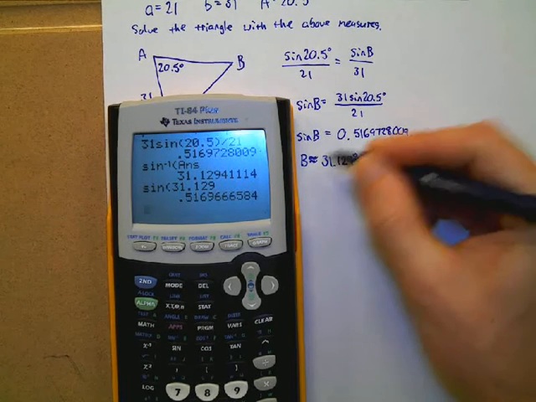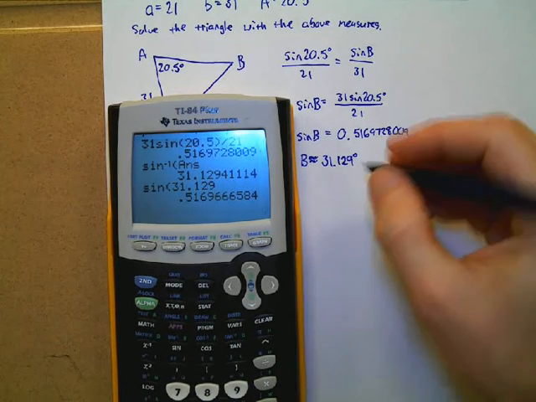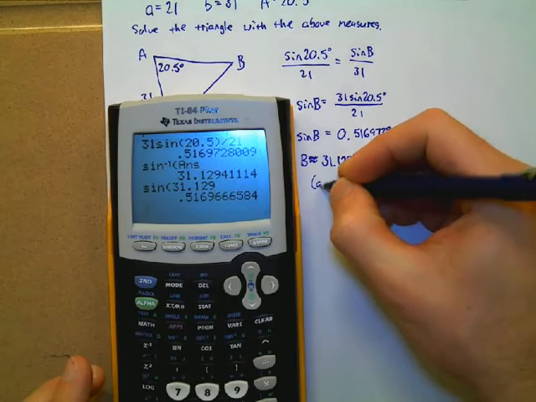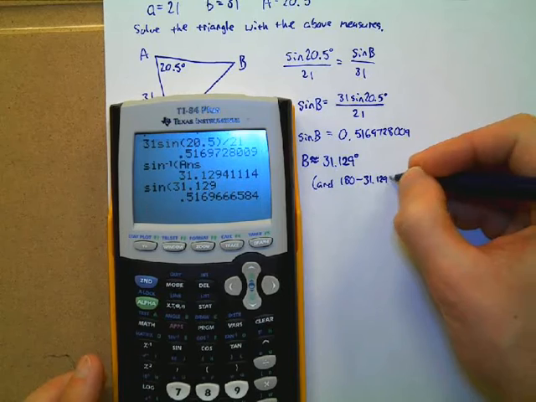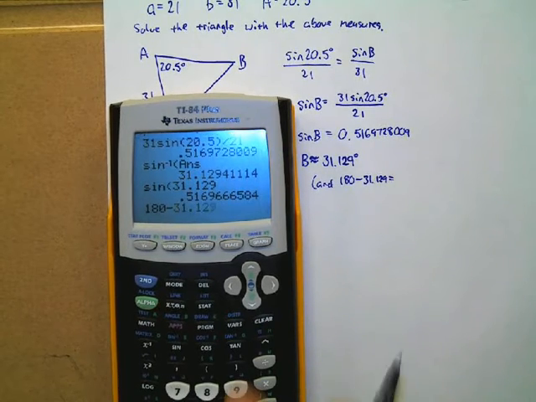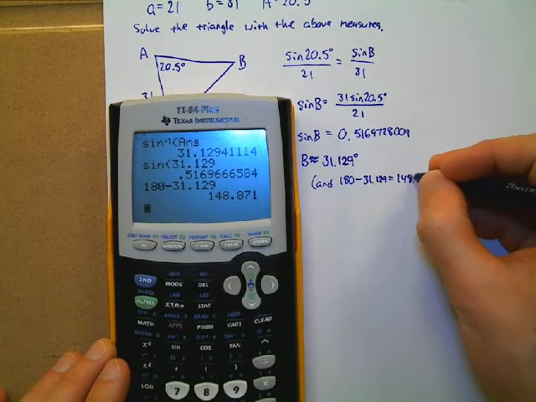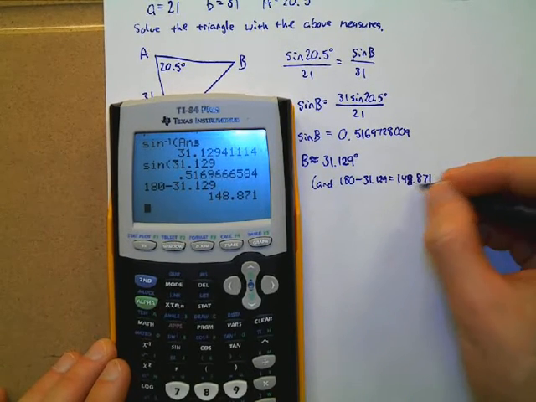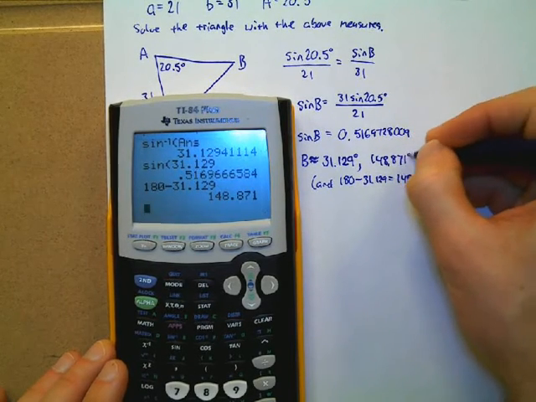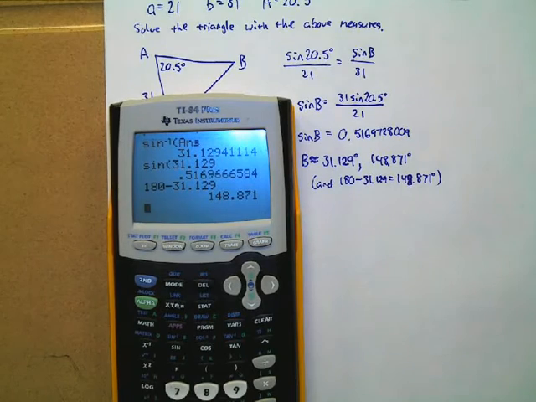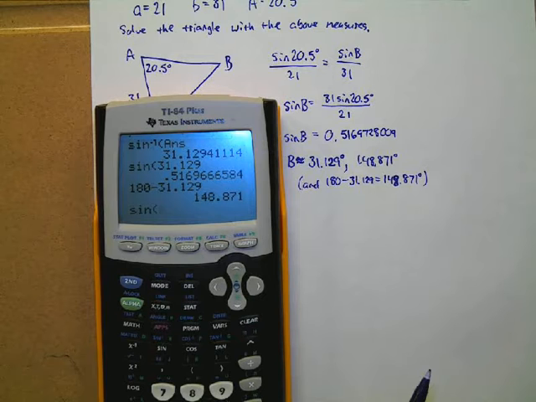Which is equal to 148.871. So there are two possible angles. And again, if you don't believe me, I'll type it in here. Sine of 148.871 is 0.516966, just like sine of 31.129. Okay, they're the same value.